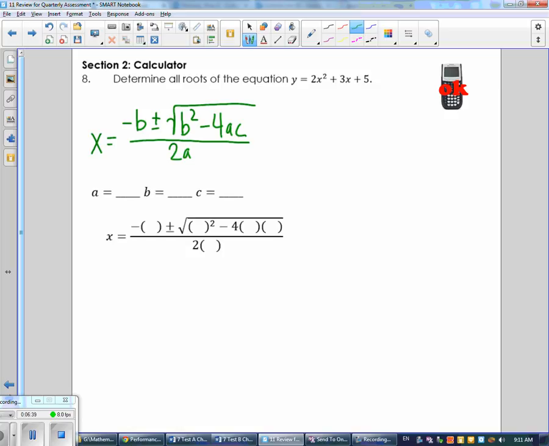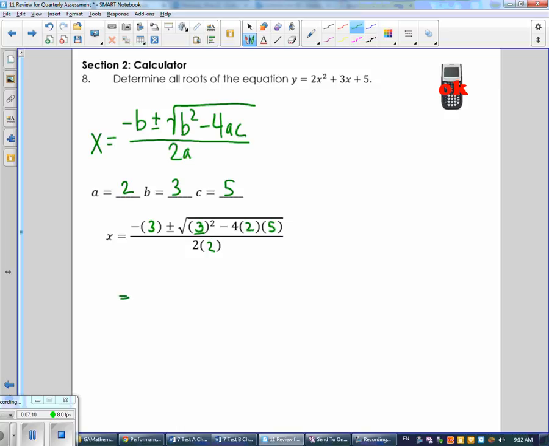And so if I want to solve this equation, notice it's in standard form for me. I'm just going to let a equal 2, b equal 3, and c equal 5. And so in this first set of parentheses, that's where my b value goes. In this set of parentheses, my b value goes there as well. And then it's minus 4 times a times c, and all of that goes over 2 times a, which again is 2. When you're simplifying an expression like this, simplify each part separately.